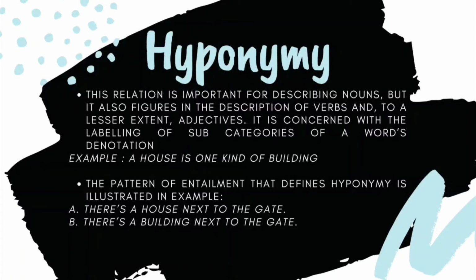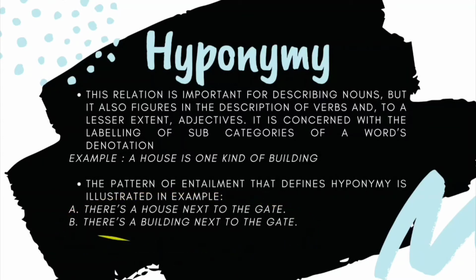The pattern of entailments that defines hyponymy is illustrated in this example. There is a house next to the gate. There is a building next to the gate. If it is true that there is a house next to the gate, then, with respect to the same point in history, it must be true that there is a building next to the gate. It cannot be otherwise.